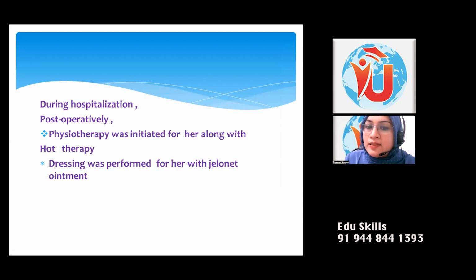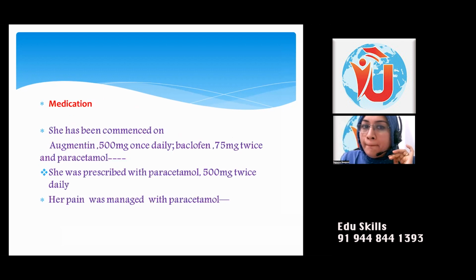Or you can say that dressing was performed for her with the gelonate ointment. If it is important for the reader to know what type of dressing it is, you can write it. Dressing was performed for her with gelonate ointment. I hope it makes sense to you. And of course we give medicine to the patient. So what type of medication, regarding the medication, let's see. Medication, she has been commenced on.